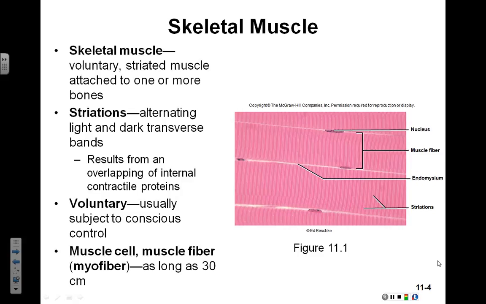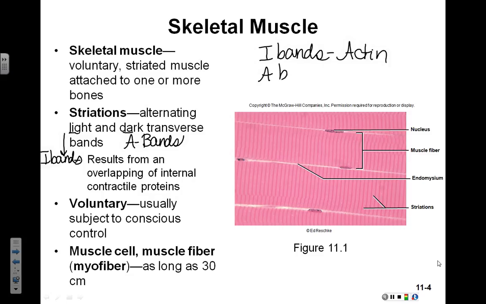Now, I've already mentioned this. They give you a bit of information on page 402 into page 403. Like I said, you remember this from chapter 5. We know skeletal muscles are voluntary. They're striated, which means you're going to have alternating light and dark bands. The light bands are called I bands. The dark bands are called A bands. Another name for the I bands, because they're light, is actin. The A bands are going to be myosin.